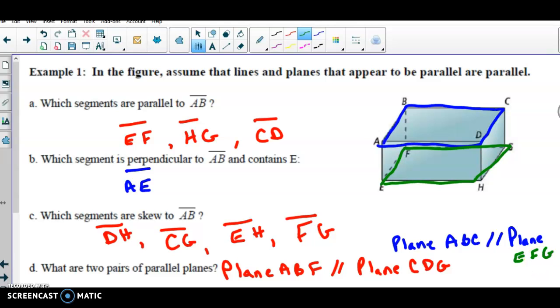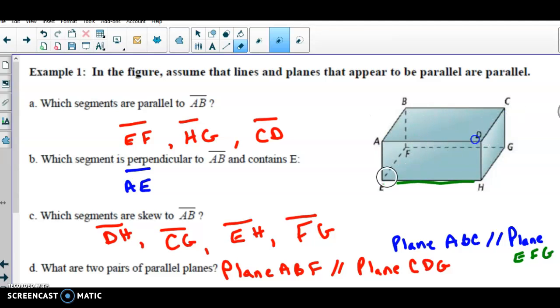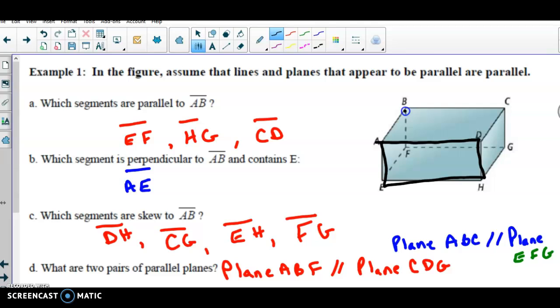And of course, there is one more last pair of parallel planes. You could talk about the front plane and the back plane. I'll do those in yellow. I'm not going to write them down, but I'll just show you, or highlight it in black. This side here, AEH, is going to be parallel to this one in the back. Okay?